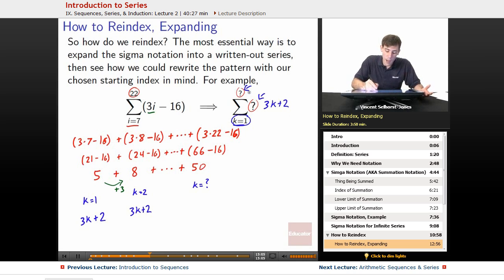Now, what's the upper limit of summation going to wind up being? Well, if we're at 3k plus 2 and it equals 50, we have to figure out what value would wind up coming out here. So k equals question mark. We could solve for this. 3k equals 48.